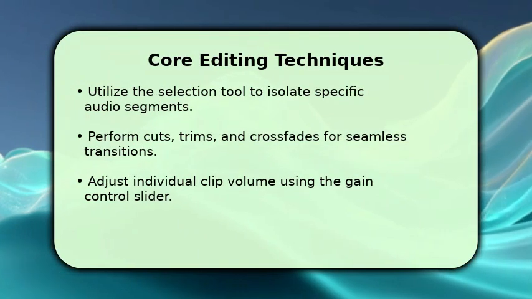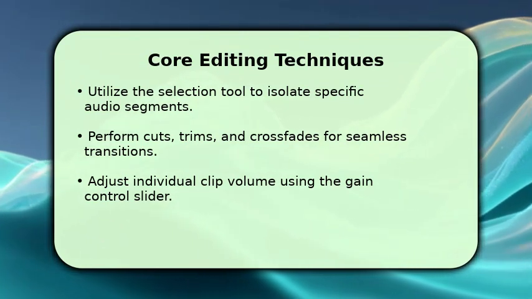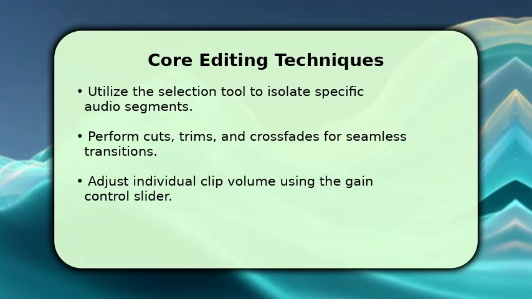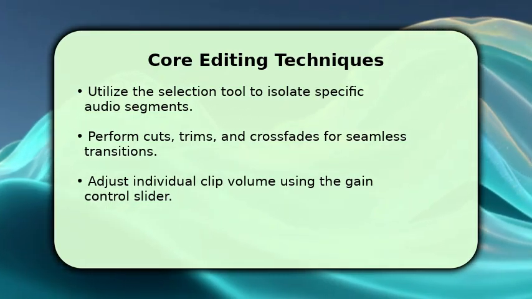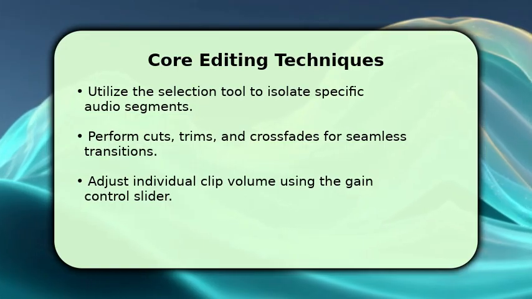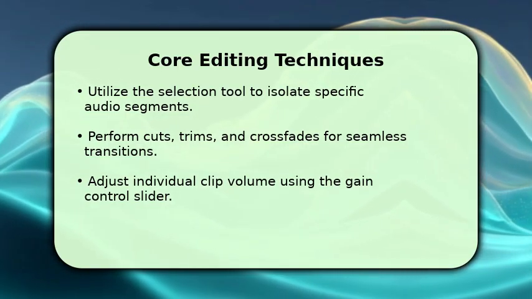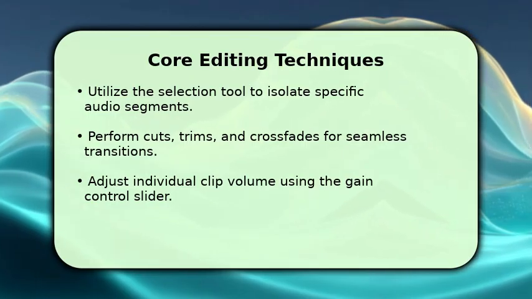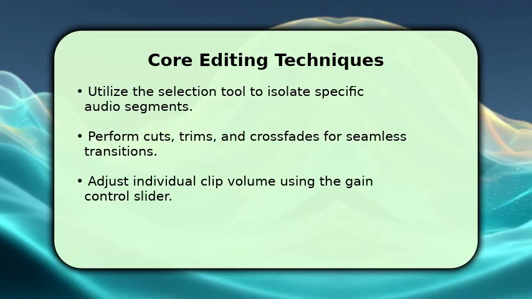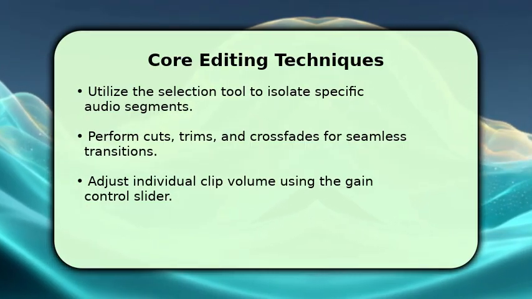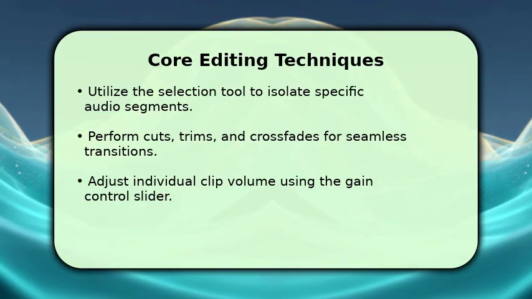Now, let's dive into the core editing techniques within Astra Splice. Use the intuitive selection tool to highlight and isolate any portion of your audio. You can then perform precise cuts, trims, and apply smooth crossfades between clips to ensure seamless transitions. Adjusting the individual clip volume with the gain control slider allows you to balance your mix perfectly. These fundamental actions are crucial for shaping your sound with accuracy and achieving a polished result.